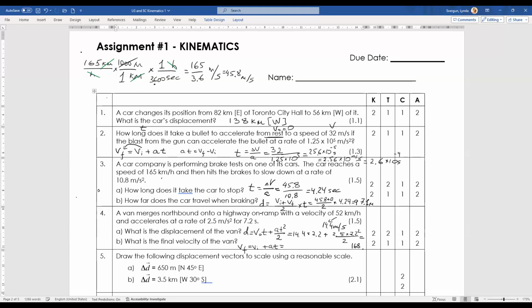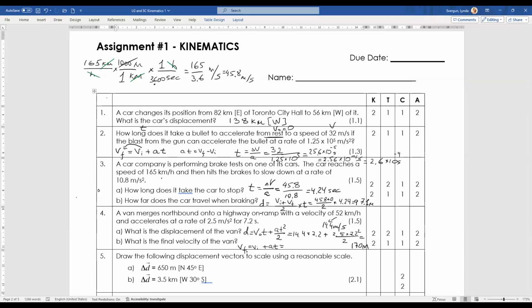I got 168.5, and actually we can round to 2 sig figs. So 170 meters. You see, 170 has only 2 significant digits; the 0 we don't count. So 17, so 170.